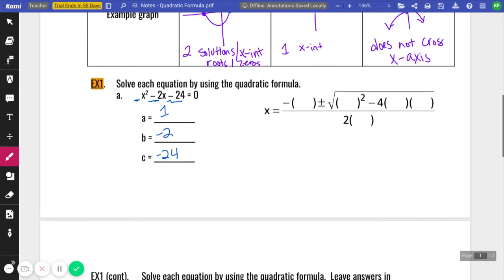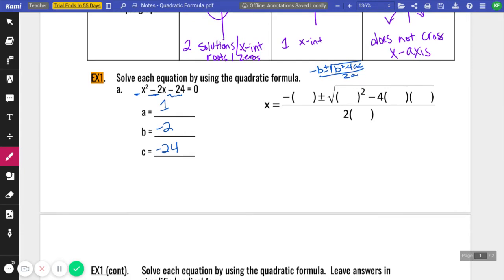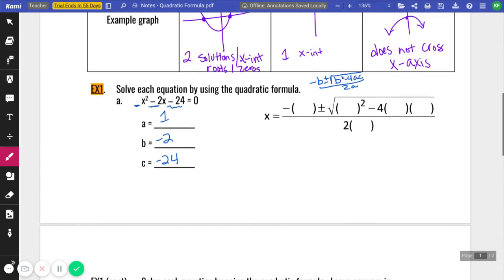So once we do that, here we have the quadratic formula broken down for us. I'm going to rewrite it so that you can see it right here, so we know exactly what we're plugging into where. So first we have negative B. Sometimes I like to think of negative B as the opposite of B.